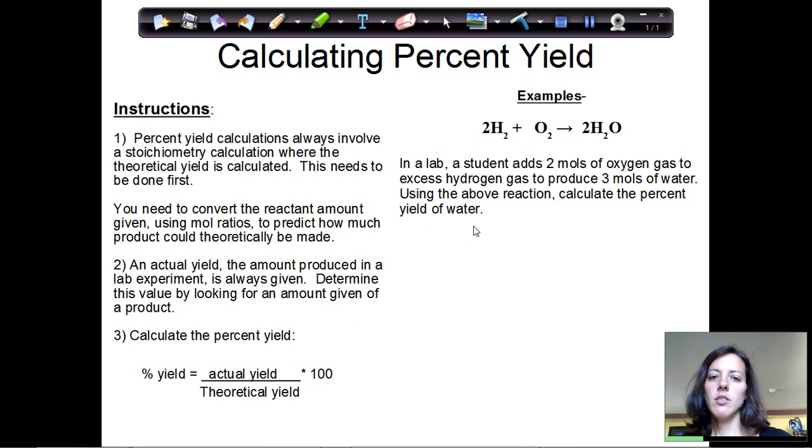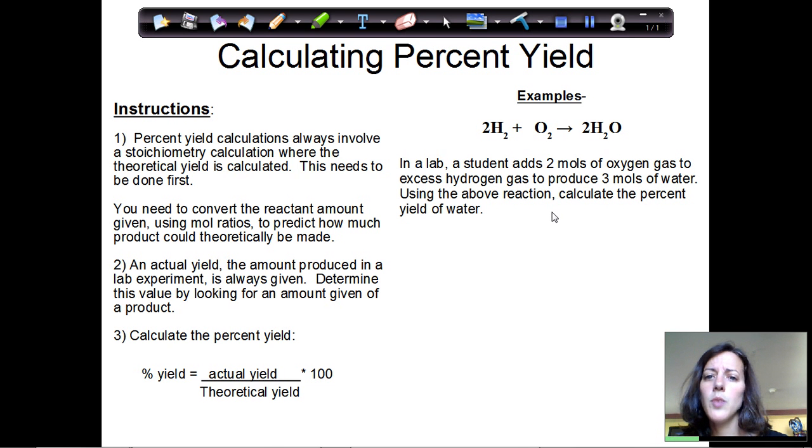So let's look at this problem. We have our balanced chemical equation up here. In a lab, a student adds 2 moles of oxygen gas to excess hydrogen gas to produce 3 moles of water. Using the above reaction, calculate the percent yield of water.